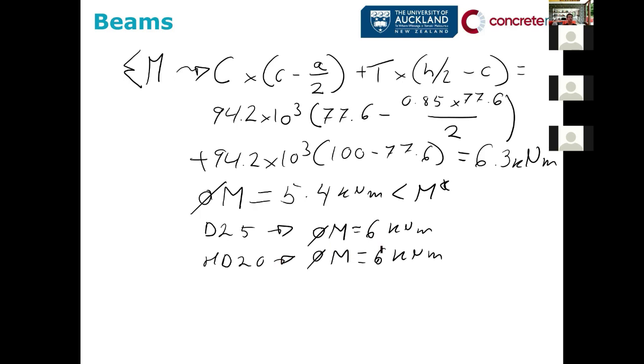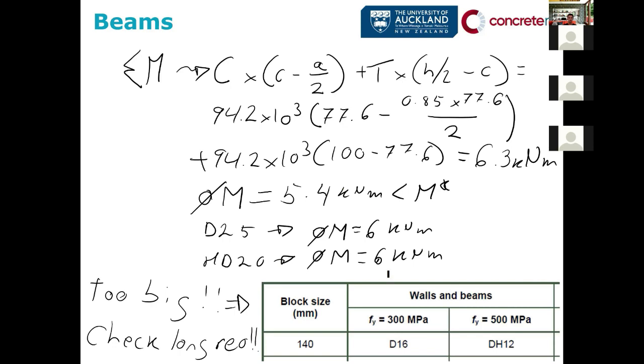Now we can try a D25 or HD20. In both cases, we have 6 kilonewton meters, which is just the same as my M star. But we need to check the size. The limit for us is a D16, so it's too big. We cannot design the beam like this.